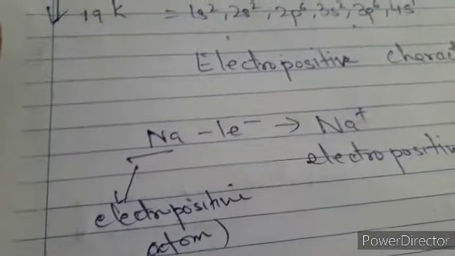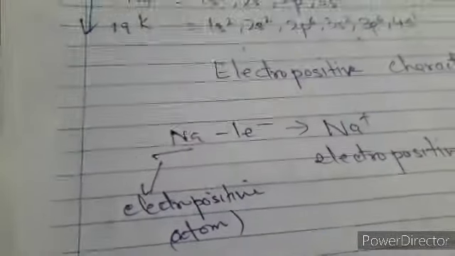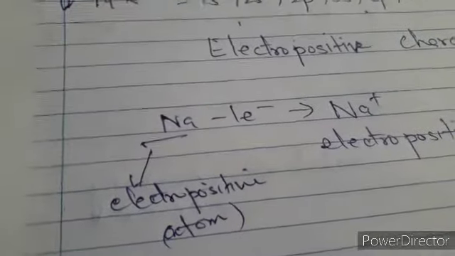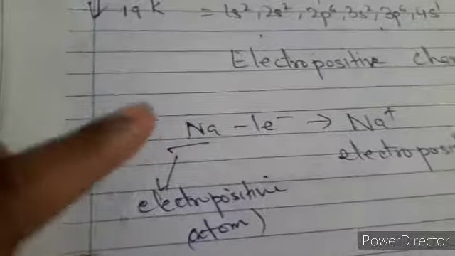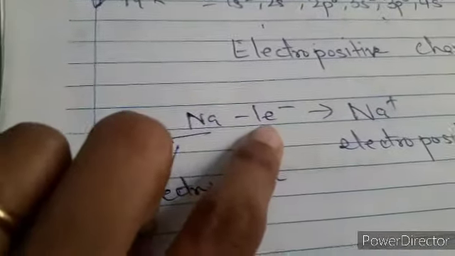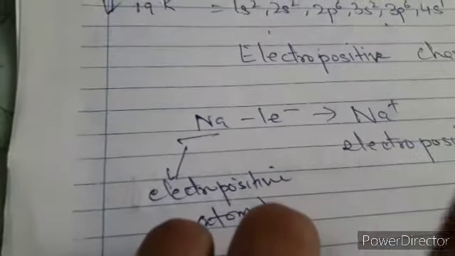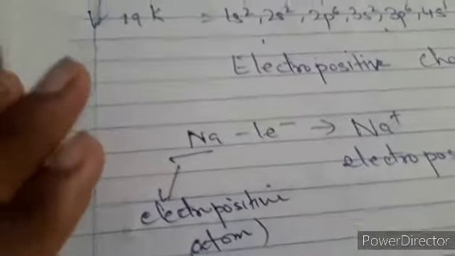First thing you have to keep in mind: they have a tendency to lose electrons, and they also possess a low value of ionization energy. It means you need a very small amount of energy to remove the electron from their valence shell. So they lose these valence electrons very easily. Because of that they acquire a positive charge and form an electropositive ion, and they show electropositive character, or metallic character.